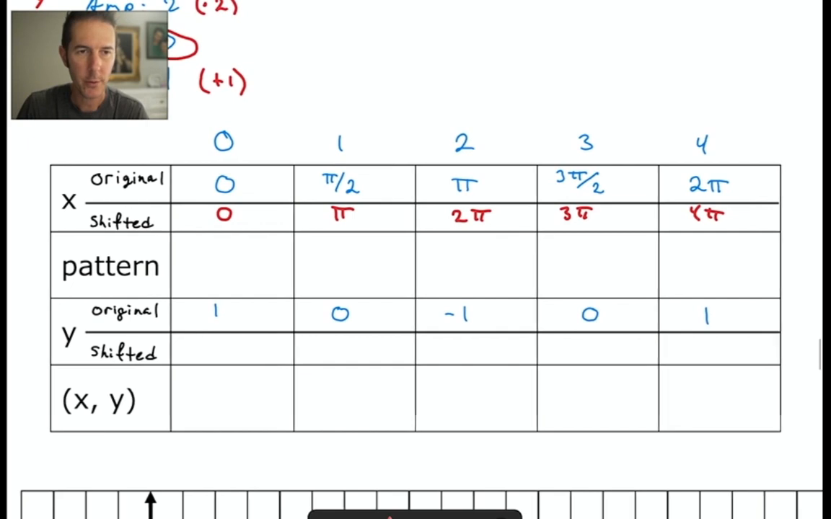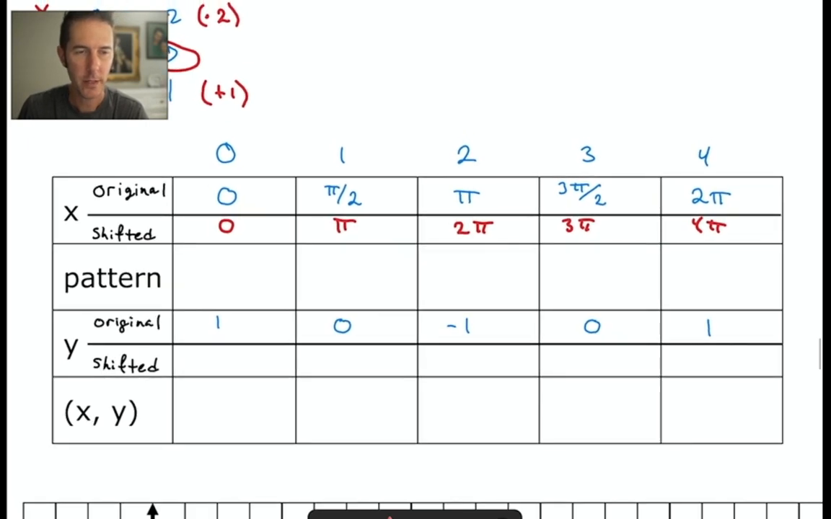Our original y value is 1. So it's double it and add 1. That makes this a 3. Double this and add 1. Double the 0 and add 1, we get 1. Double the negative 1, it becomes negative 2. Add 1, and it comes back to negative 1. Double it and add 1. Double it and add 1.